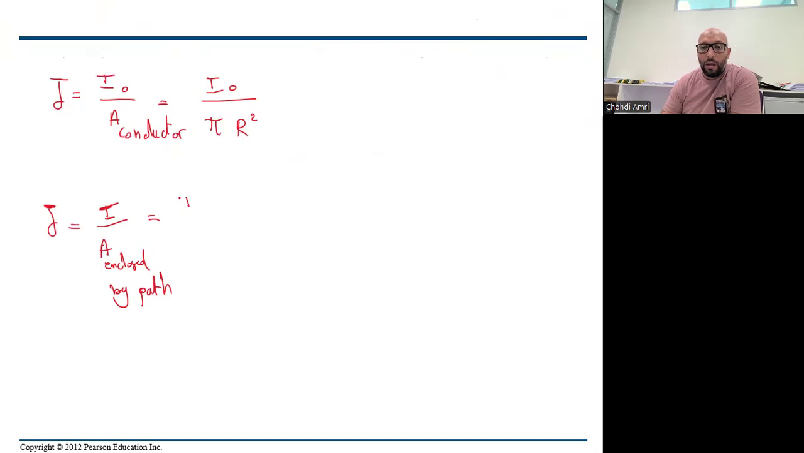What will be the area enclosed by the path? Pi, in our case, is a small r, not capital R. As I said, these two quantities will be equal as long as we have the same material and the same current. So we can say that I naught over pi capital R squared equals I, an amount of the current, divided by pi small r squared, which is the radius of the symmetric path.